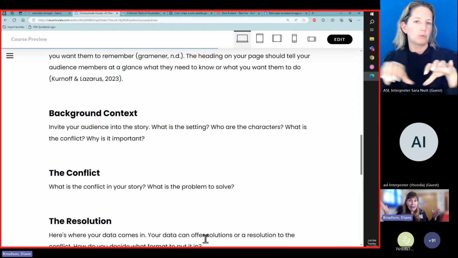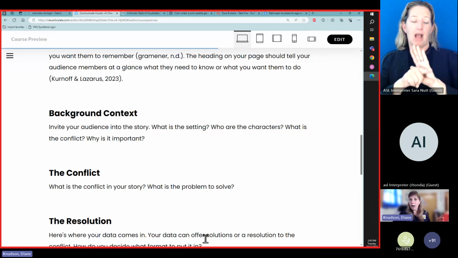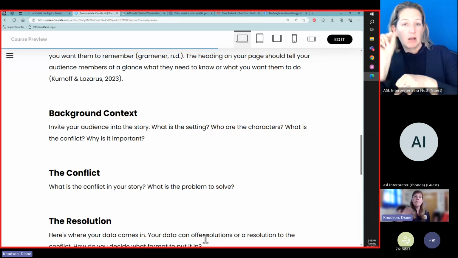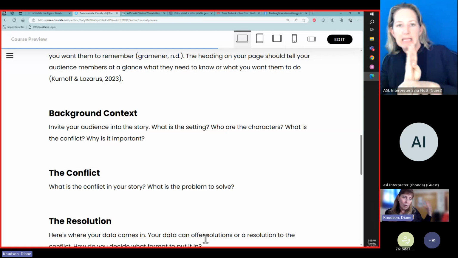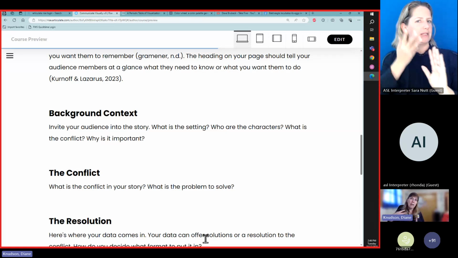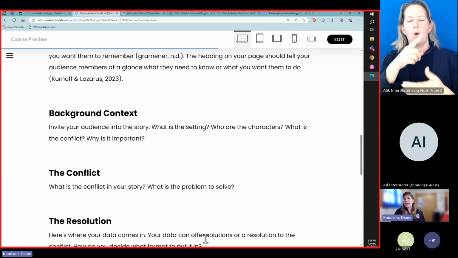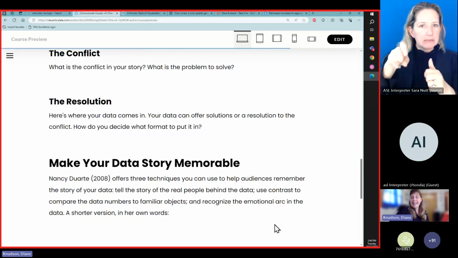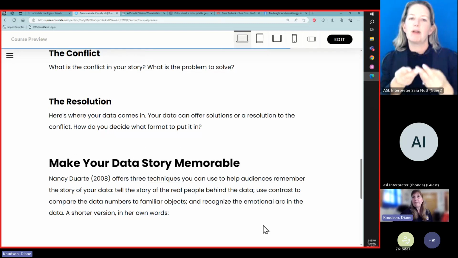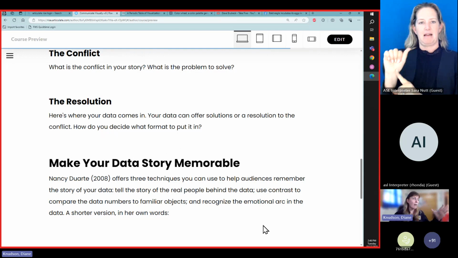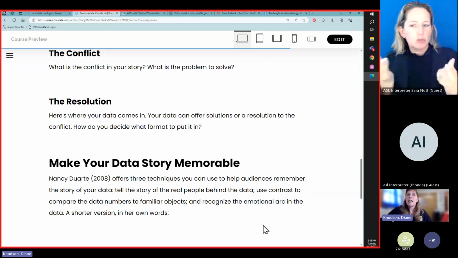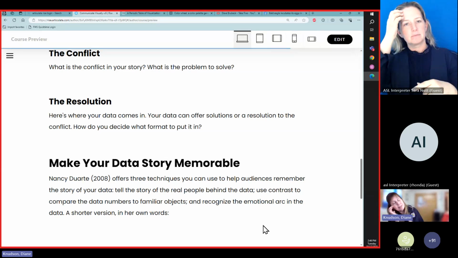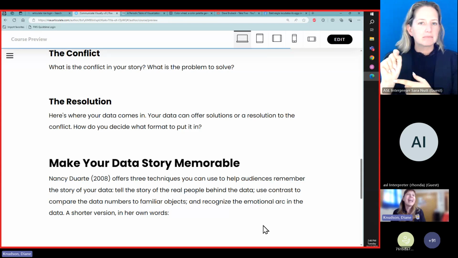Then you need to give them some background context. You know, where are you? Are you in government? Are you in a nonprofit, in business? And what's the setting? Who are the characters? What's the conflict? Is there a problem to solve? And the resolution, that's where your data comes in, because your data can offer solutions or a resolution to the conflict.